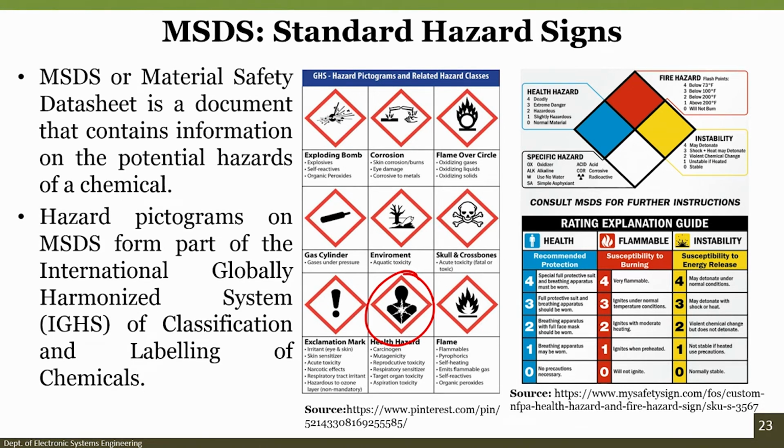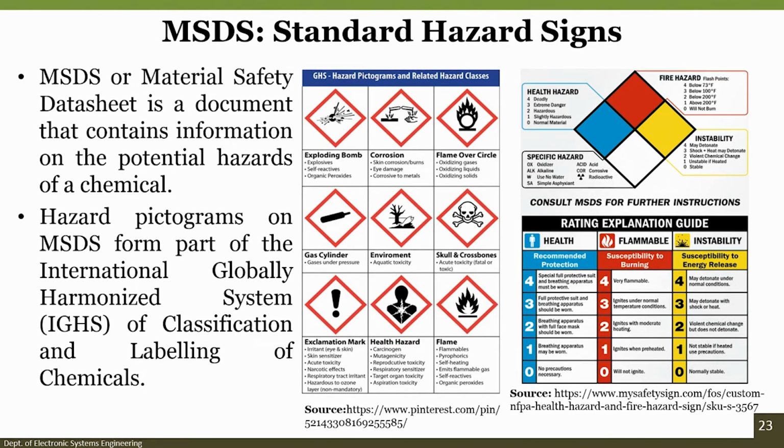And finally, you know this symbol very well, the flame symbol, which stands for flammables, self-heating, flammable gas, self-reactive, and organic peroxide. So these are all the symbols that, when you see them in the lab, you will know that the lab has those particular explosive, corrosive, or flammable materials inside, and then you need to take care accordingly and wear the PPEs accordingly.